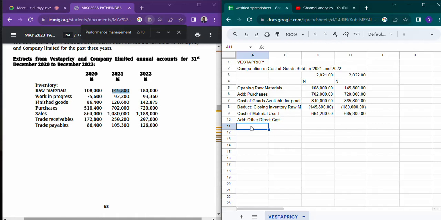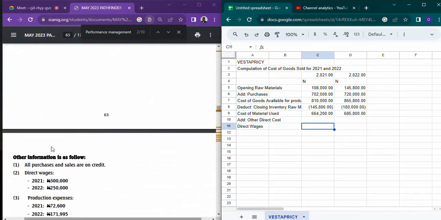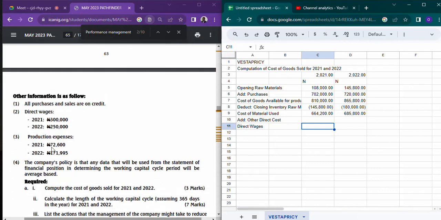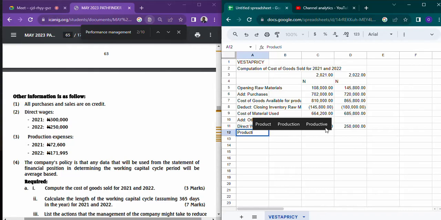So what we need to get now is direct wages. Do we have direct wages in the question? Yes. Figure me, please. 300,000 and 250,000 respectively. Where do you see it? Oh, in the additional information, 300,000 and 250,000. Then we have production expenses. How much is that?